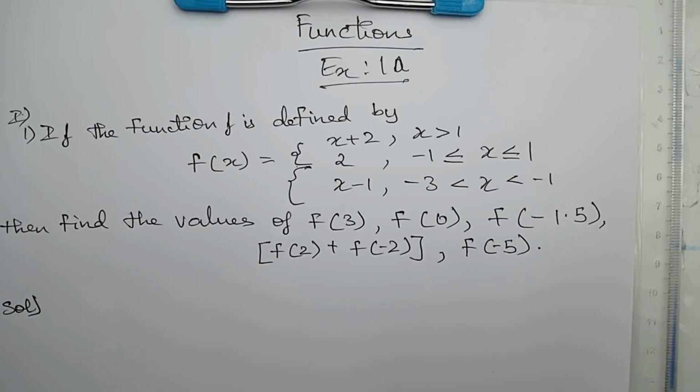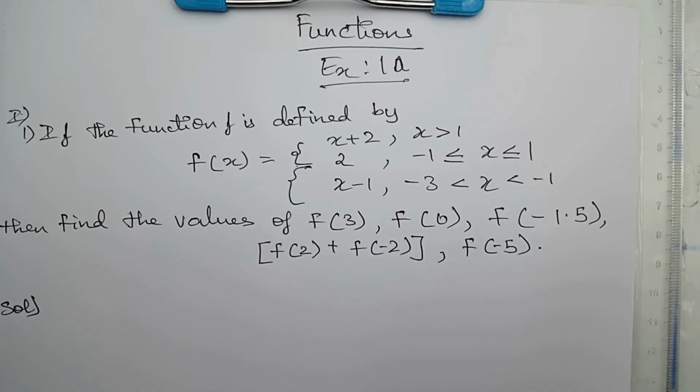The question is, if the function f is defined by f of x is equal to: the first condition, x plus 2, in which x is greater than 1. The second condition is 2, in which minus 1 is less than or equal to x is less than or equal to 1. And the third condition is x minus 1, in which minus 3 is less than x and x is less than minus 1.